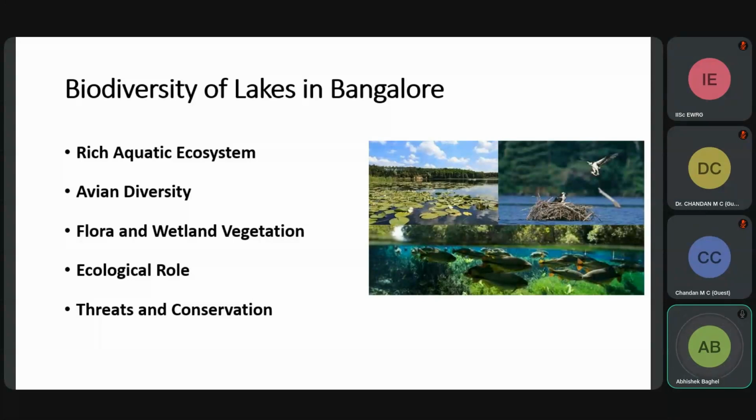Ecological role: these lakes act as a breeding ground for many species and support the food chain. It helps in water sustainability, carbon sequestration, and maintaining genetic diversity. The threats are the alarming rate of encroachment, pollution, and habitat destruction, which have endangered the biodiversity. Restoration efforts focus on desilting, wastewater treatment, and most importantly, community participation is very much required.